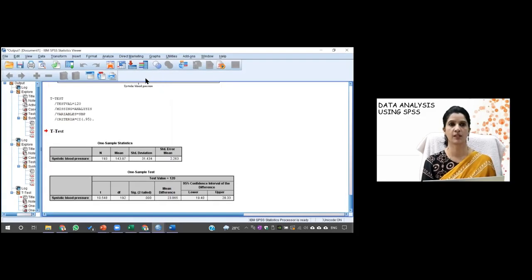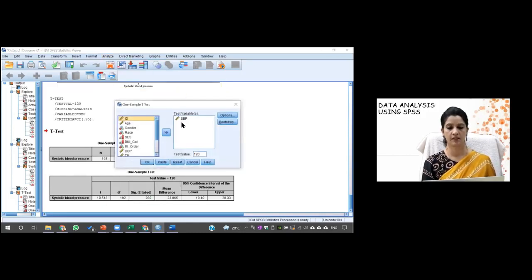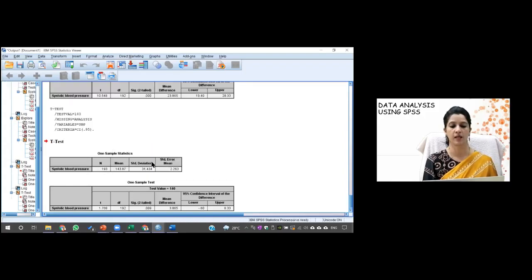So I'll go to the another one, that is the 140. So what I'll do, compare. What should I click? One sample t-test. Then this SBP will be same. Instead of 120, I'll do 140, which was my state mean. And I have pressed OK.